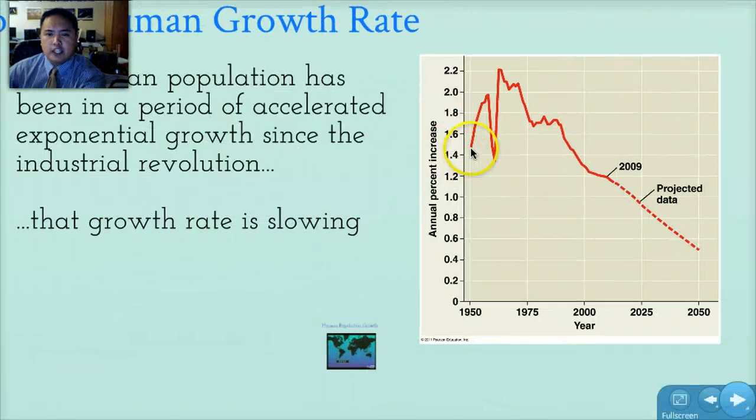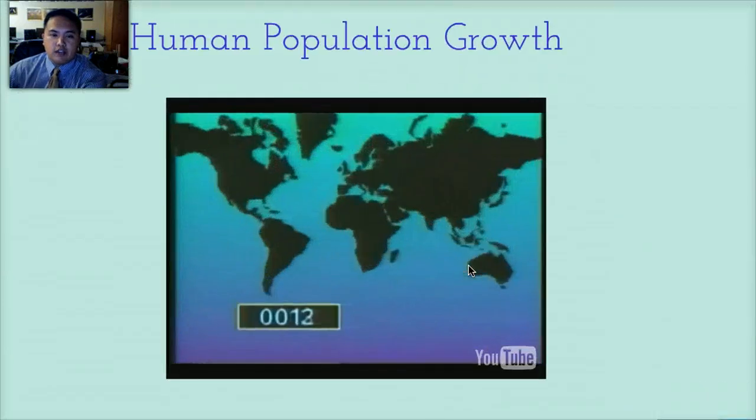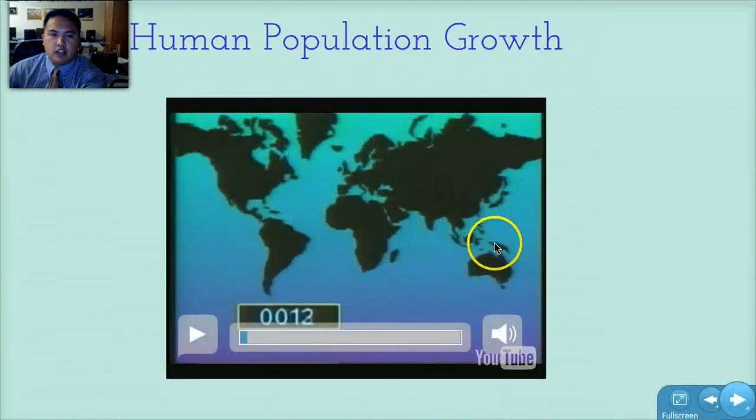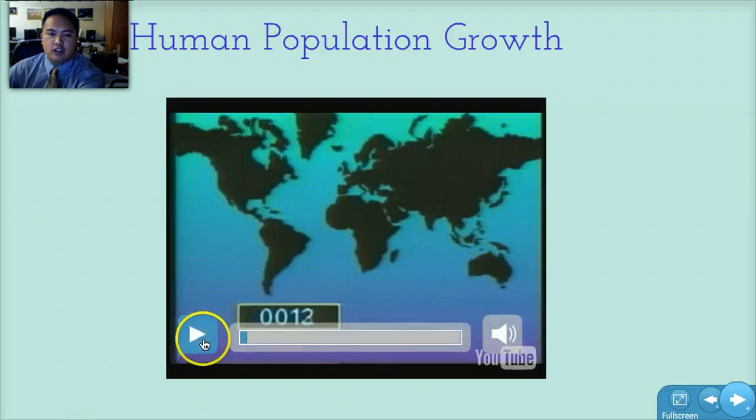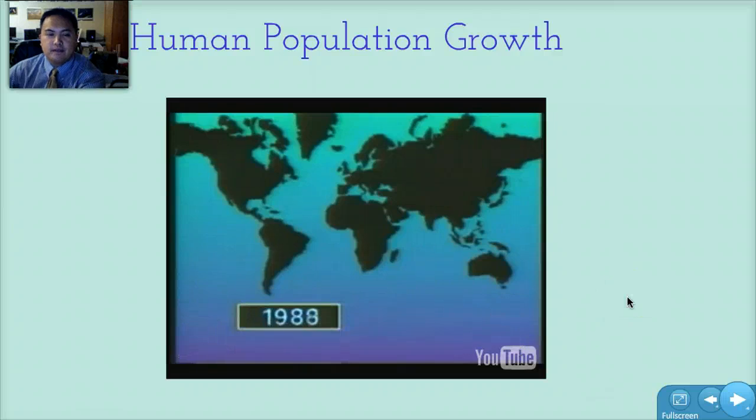So here's another picture. Even though we're growing exponentially, our growth rate is actually slowing down. We're not growing as fast anymore. But still, since the R is positive, we're still growing exponentially. So I want to show you guys a video real quick if you can watch this video. This is a time lapse showing you how the population has grown over the last few years, from 1 AD to the present, and then projected to the year 2020.